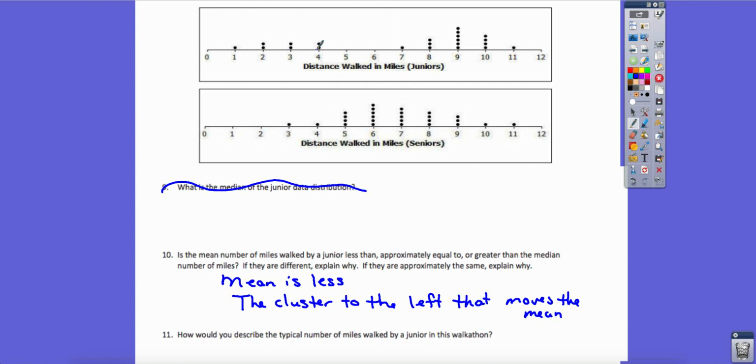Okay, number 11. How would you describe a typical number of miles walked by a junior? So for me, I would look up here at my graph, and typical is going to be probably 8 or more. Is typical. Even though we have this group down here, that's not necessarily typical because most of our data is 8 or more.